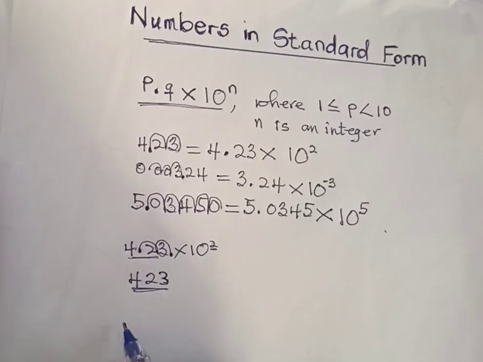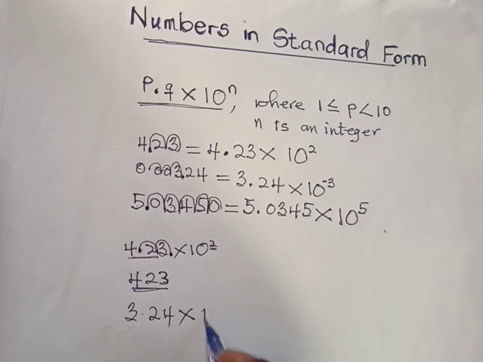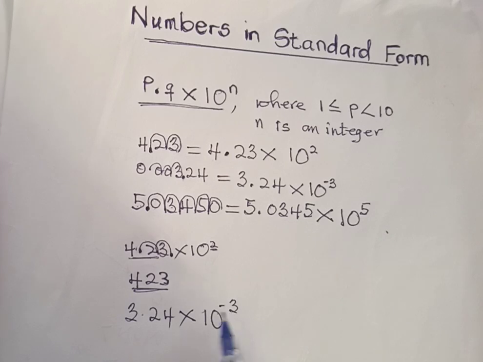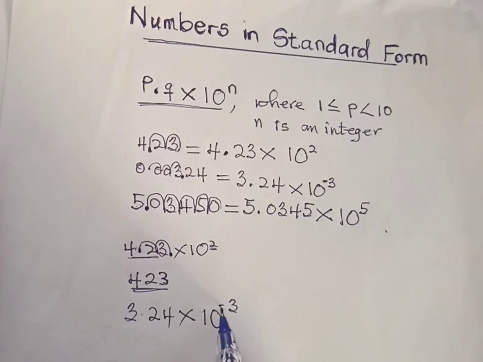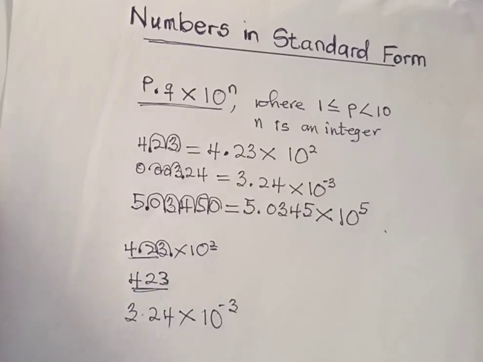Now let's take the second example where we have 3.24 times 10 exponent negative 3. Good. So this time, you ask yourself, the n, is it negative or positive? It is negative. So if it is negative, this time you are going to move the point to where? The left side. Because when it is positive, we move the point to where? The right side. So once it is negative, we move the point from wherever it is to the left side.